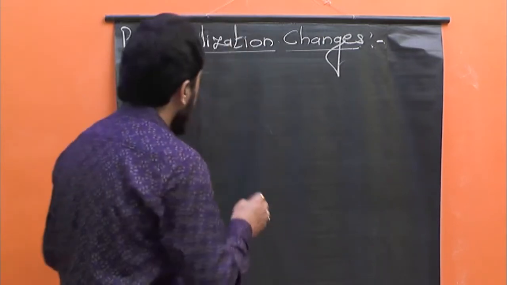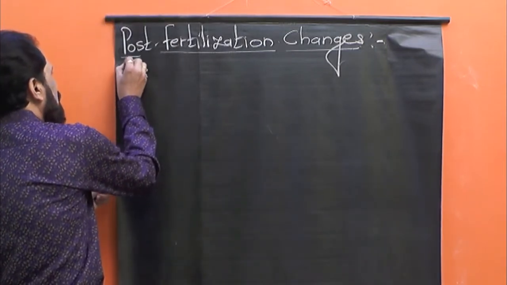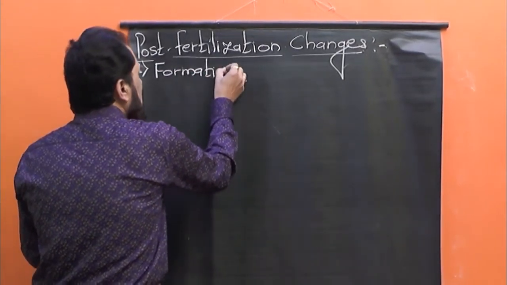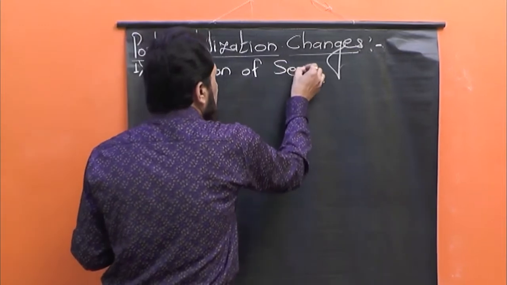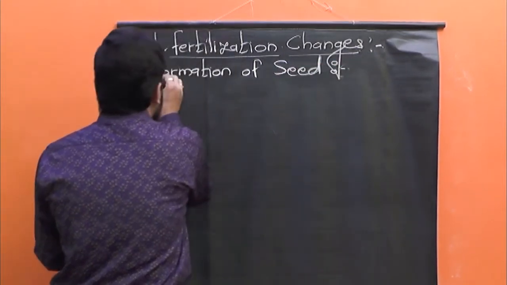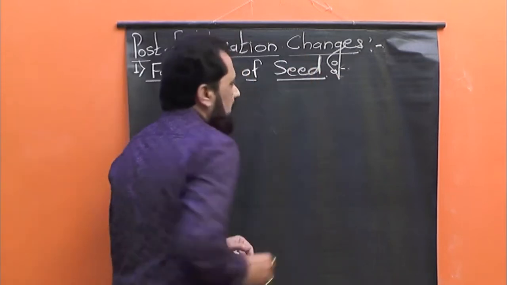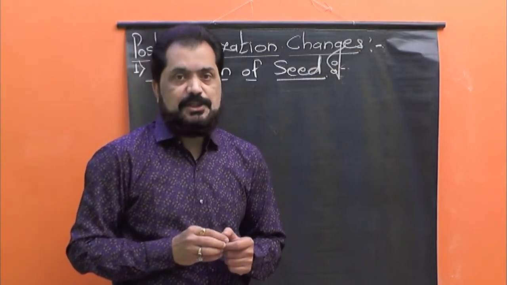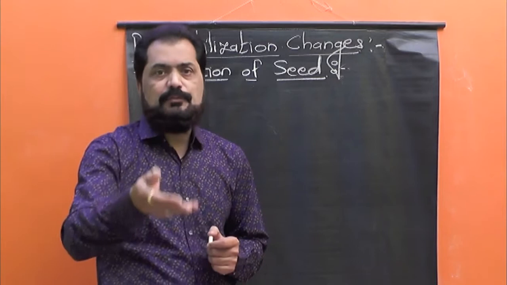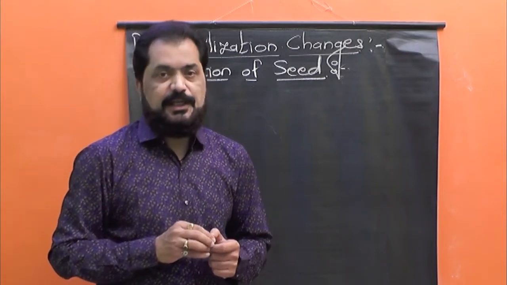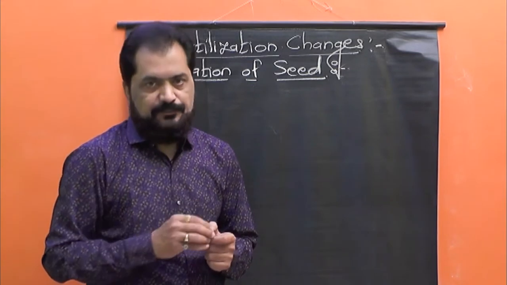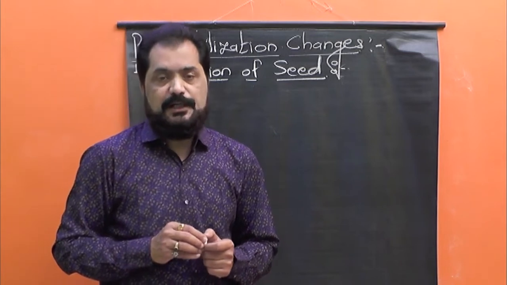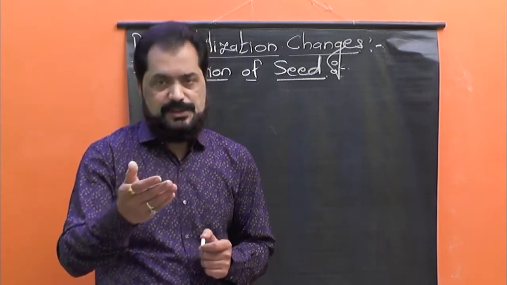So let us start first of all with the study of formation of seed. Just as I told you, after the process of double fertilization, the ovule undergoes some noticeable changes and hence it gets converted into the seed. And that's why in previous lectures I told you the ovule is regarded as the forerunner of seed.